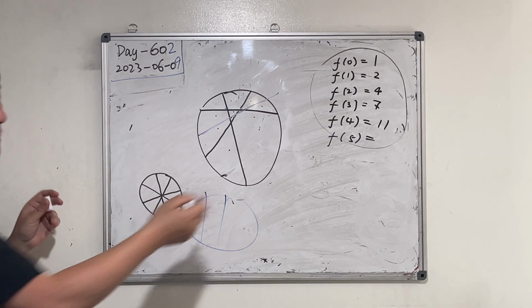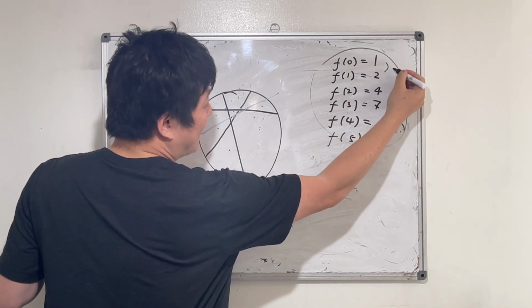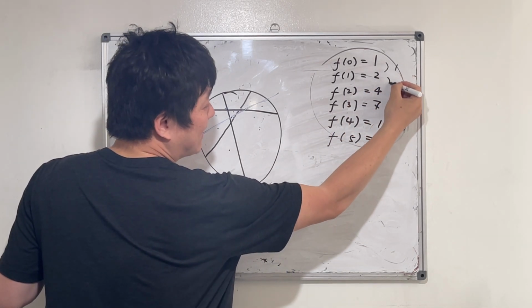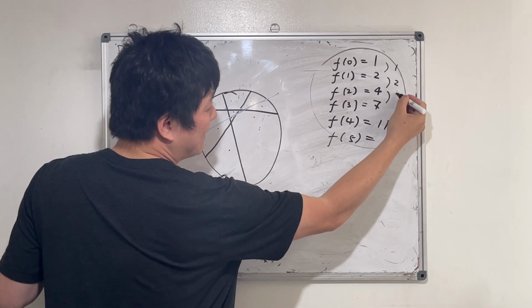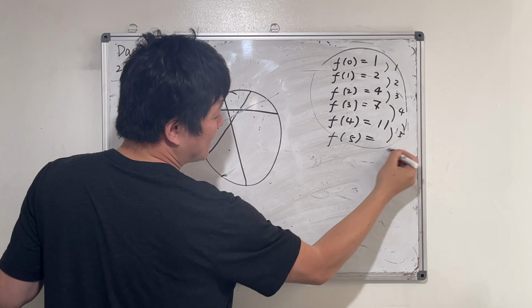Do you find the pattern? What's the distance here? 1, what's the distance? 2, what's the distance? 3, what's the distance? 4, what's the distance? 5. So what's this? 16.